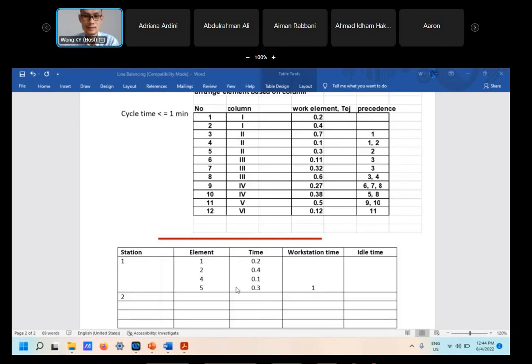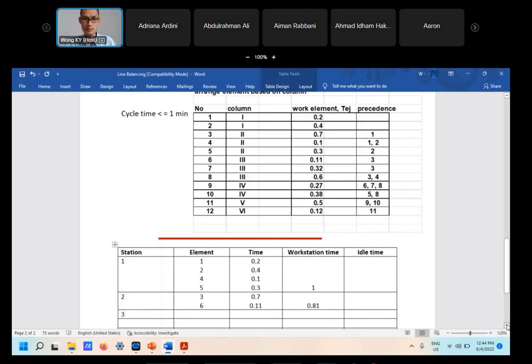3, 6. Okay, 3, 6, correct. So 3 is 0.7, 6 is 0.11, and we get 0.81. Okay, 3, 6. We cannot fit in more, only 3, 6.